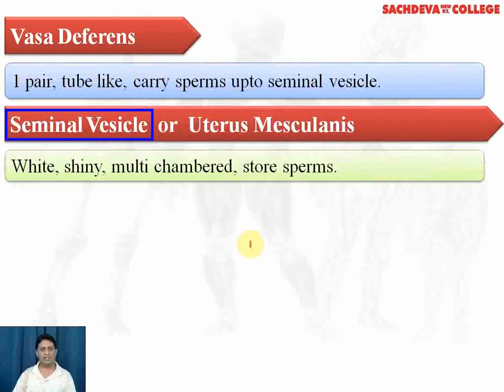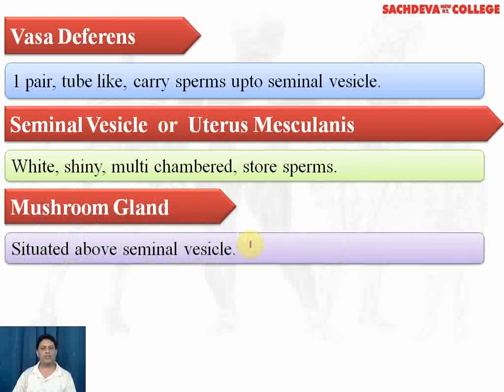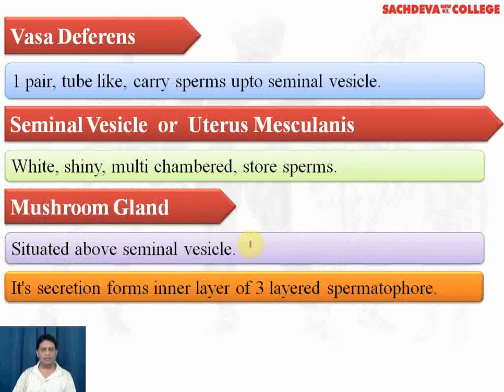The seminal vesicle is a white, shiny, multi-chambered structure. It stores sperms. The mushroom glands, which are situated above the seminal vesicle, form a layer around the sperms. The entire structure is now known as spermatophore.